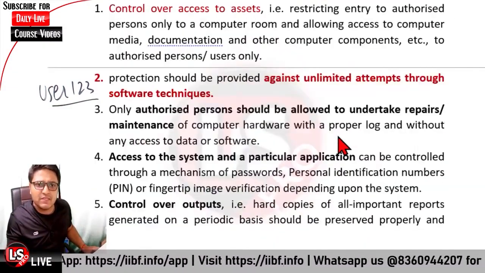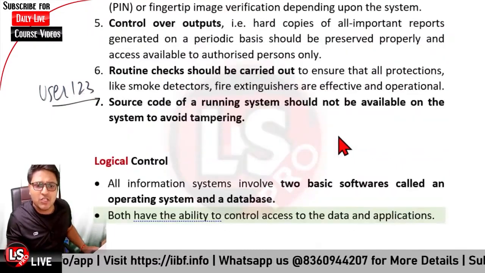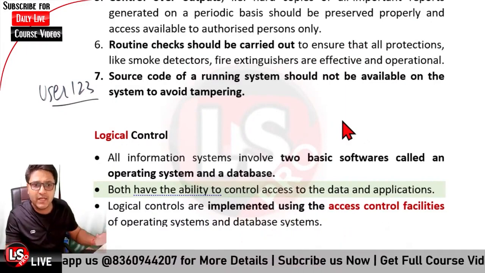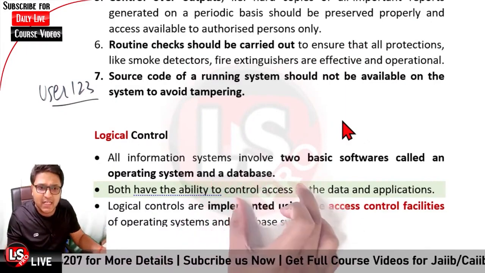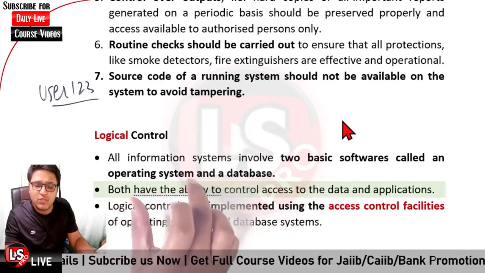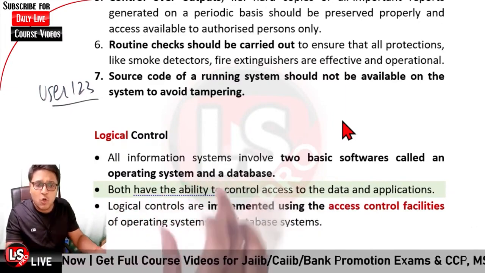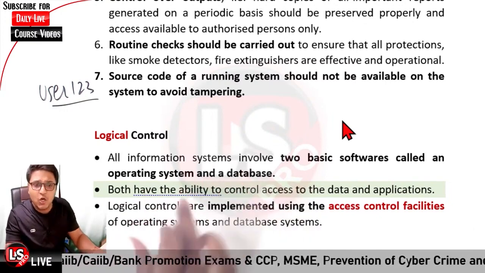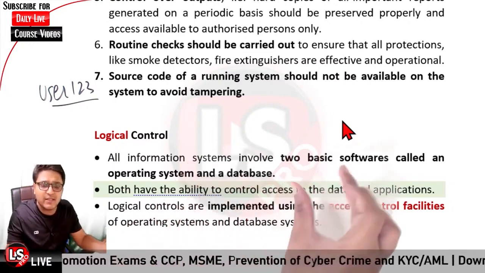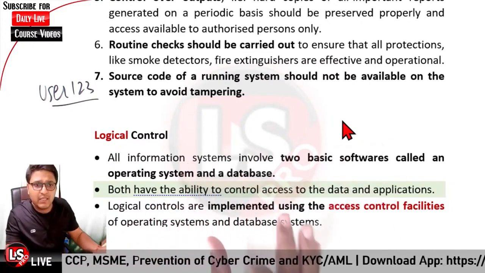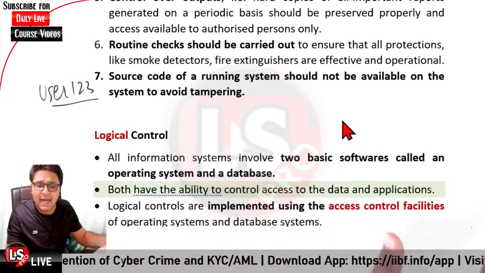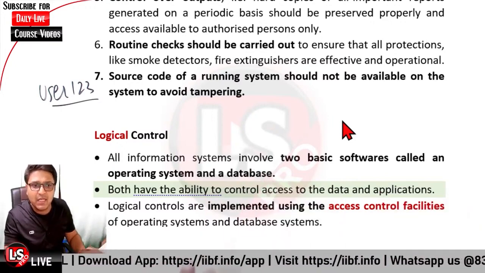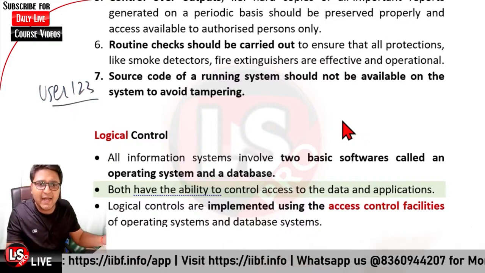Okay, then it is regarding the logical control. So that was first of all the physical control that should be there. Then it is regarding the logical control that should be workable. So first of all, information system involves two basic software. One is an operating system, and the other one is a database. The operating system is an application which runs on the hardware so as to access all the hardware, and the data used by or consumed by the operating system is stored in the database itself. Okay, so both the operating system as well as the database have the ability to control access to the data and application.